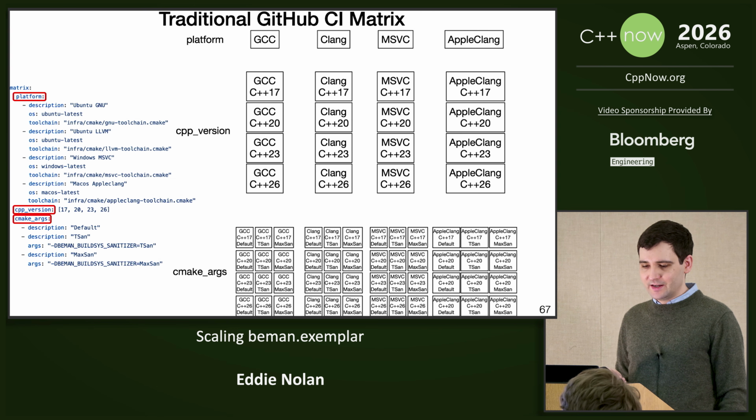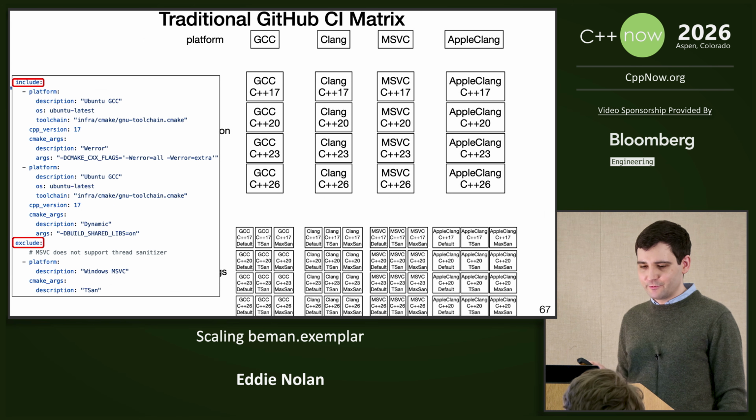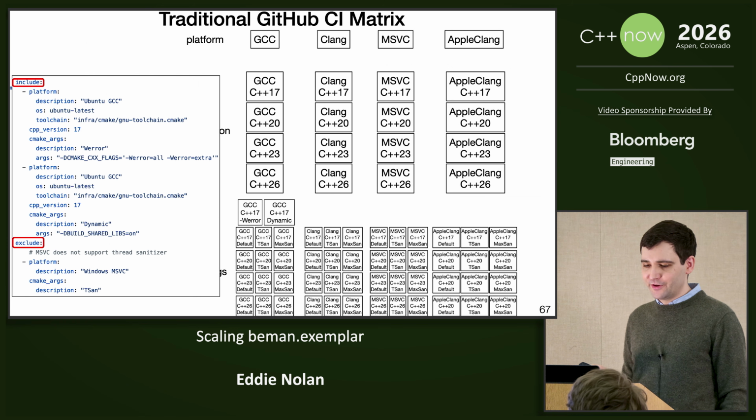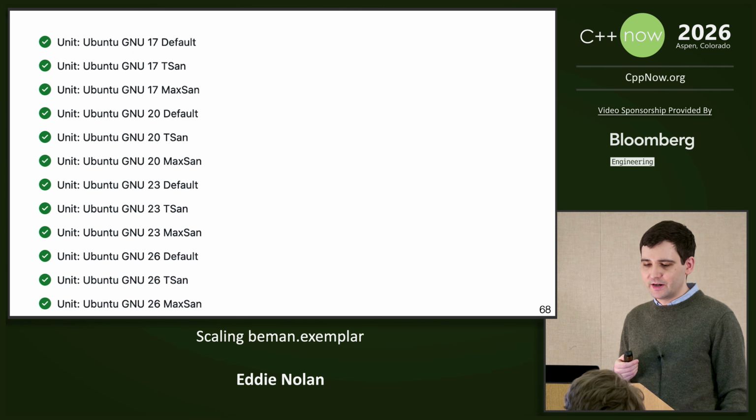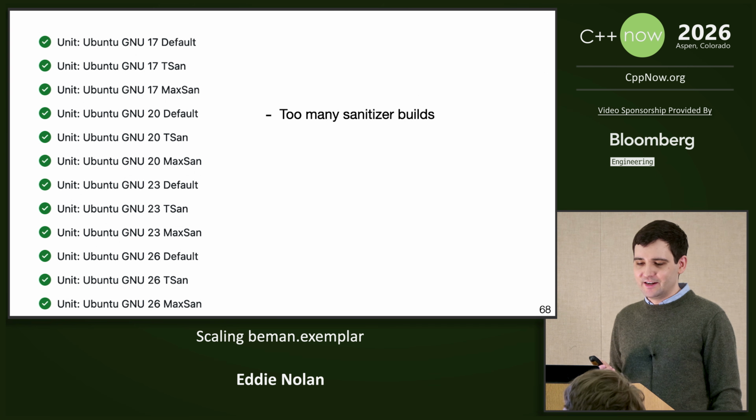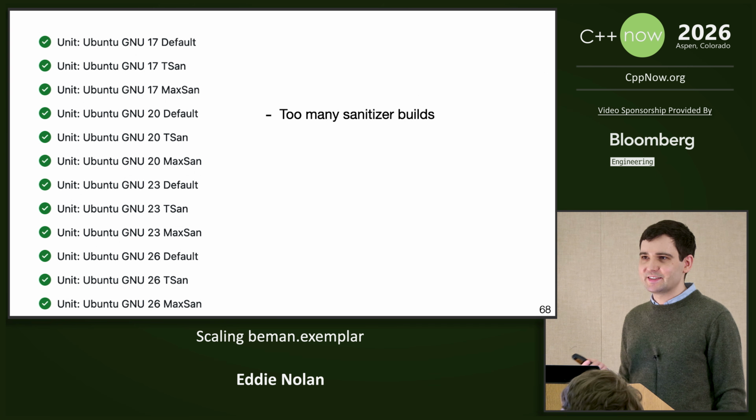And so we can augment this matrix. We can have these include and exclude parameters. We can include a warn error build for GCC and a shared library build, and then we can exclude thread sanitizer on MSVC because it doesn't support it. But if we look at some of these jobs that this matrix is producing, we'll notice some things. First of all, there's too many sanitizer builds. It's probably wasteful of CI resources to run a sanitizer build for every single C++ version. If you have a sanitizer problem in C++23, it's probably also going to show up in C++17.